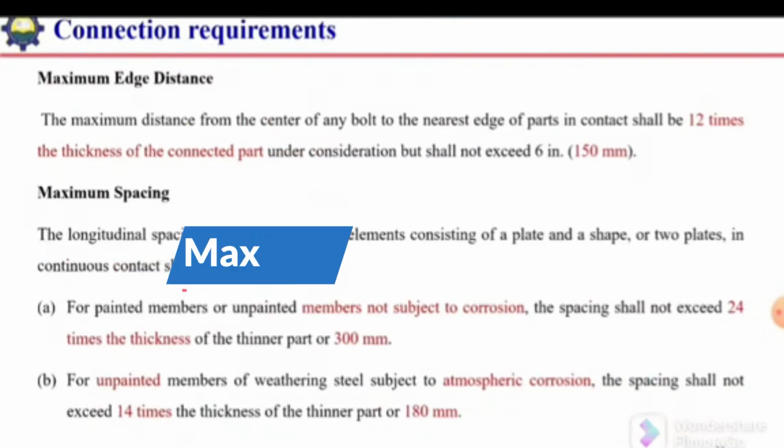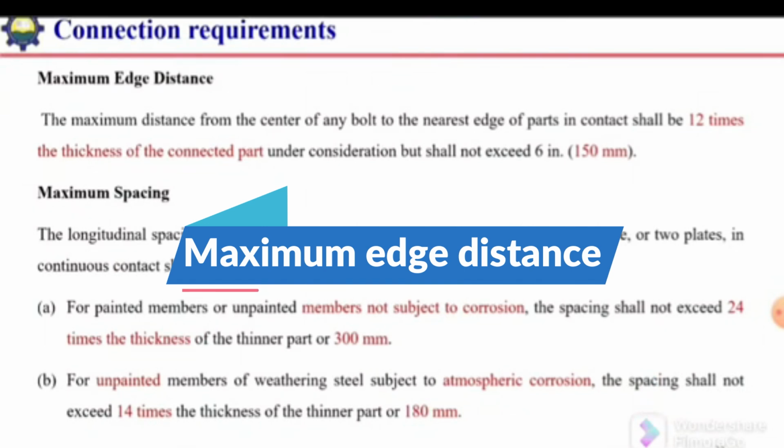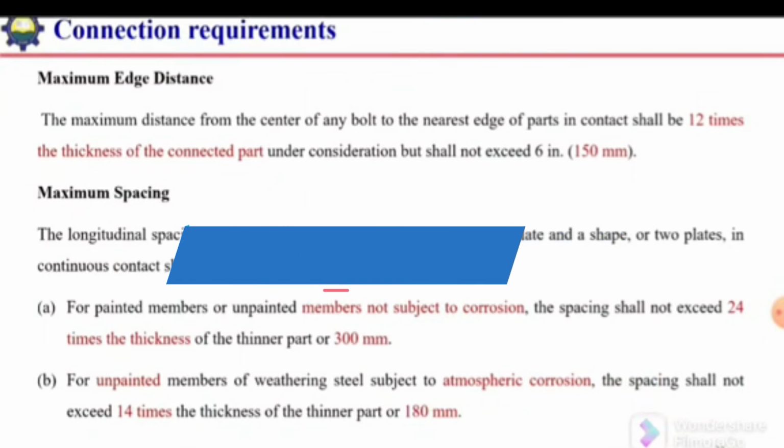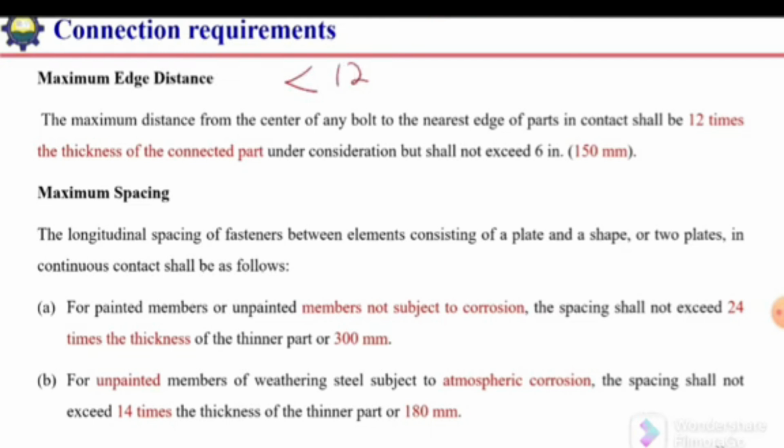Okay, next is limitation on maximum edge distance. The maximum edge distance should be less than 12 times the thickness of the connected parts under consideration, and shall not exceed 150 millimeters. So it is the lesser of 12 times the thickness of the connected member, or the value 150 millimeter. So maximum edge distance cannot be more than 150 millimeter.